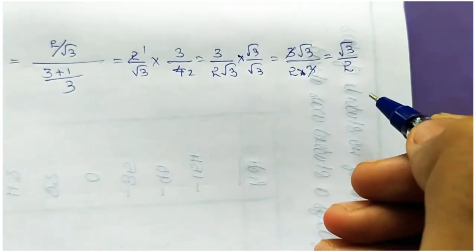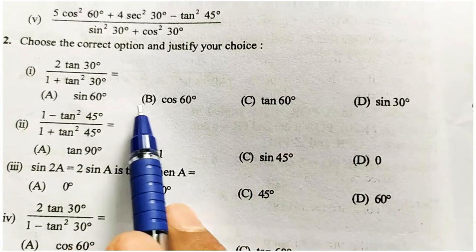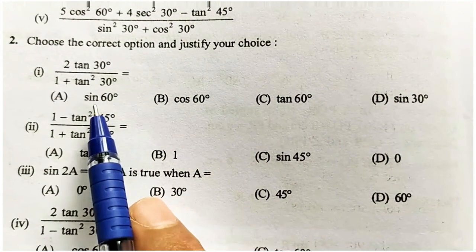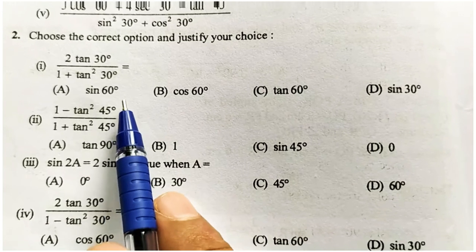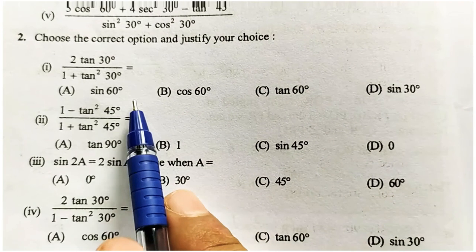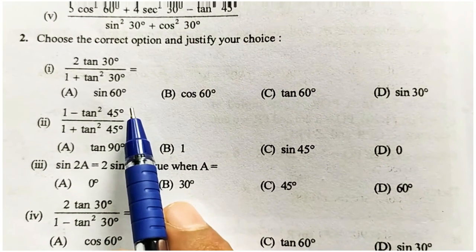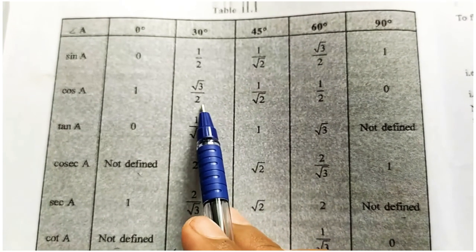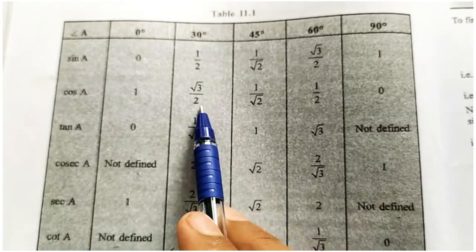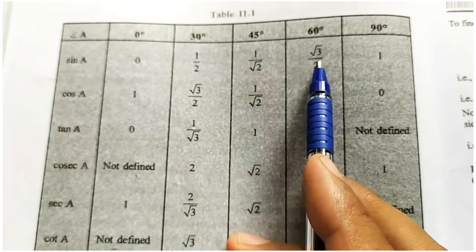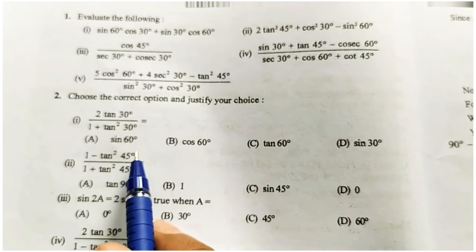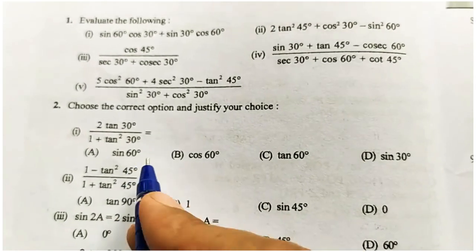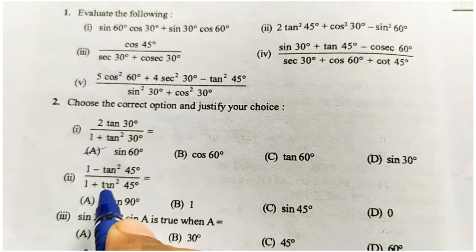Now, you see the options here. They did not give root 3 by 2 as an option, but they gave specific angles. Then which angle gives us root 3 by 2? Again you have to go back to the table. See here, root 3 by 2 is there at cos 30 and also at sin 60. Cos 30 is not there here, but sin 60 is there. So that is why our answer is A.